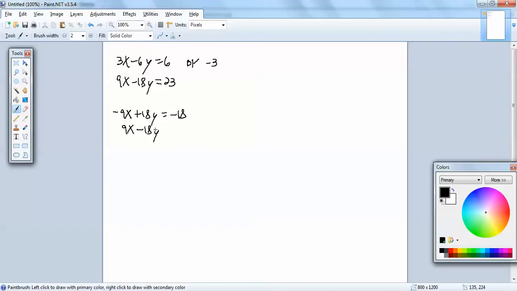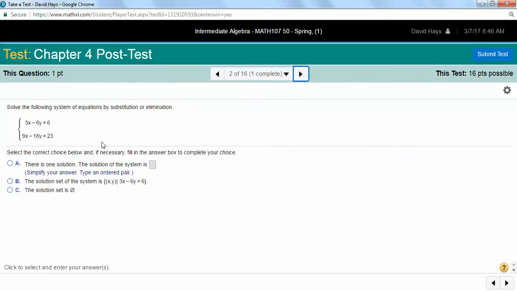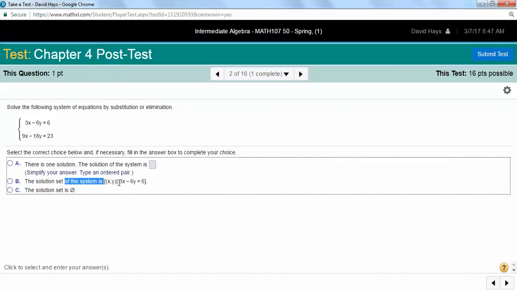Oh, that's interesting. Double check myself. Negative 9x plus 18y equals negative 18. Now the goal was to eliminate the y's, and they are. 18y minus 18y drops away, but we also eliminated the x's. Negative 9x plus 9x drops away. So we got nothing left on that side, or 0. Negative 18 plus 23 gives us 5. So we get 0 is equal to 5. Now what that tells us is that there is no solution. Now this is the infinite set, but the solution is the empty set.